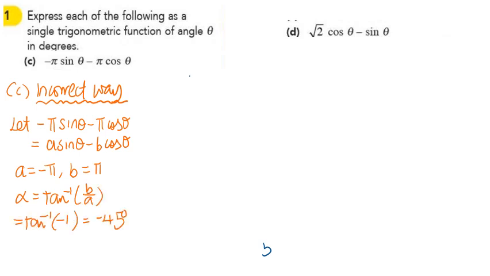All right, so why is this incorrect? First of all, your values for A and B have to be positive. In this case, you see that you're letting your A be negative pi, which does not agree with the rule to apply the R formula. Also, the alpha you're getting is negative 45 degrees. But so far, we have understood that alpha is the reference angle or the basic angle. We need to use it because we're using the concept of ASTC. So alpha has to be a positive acute angle.